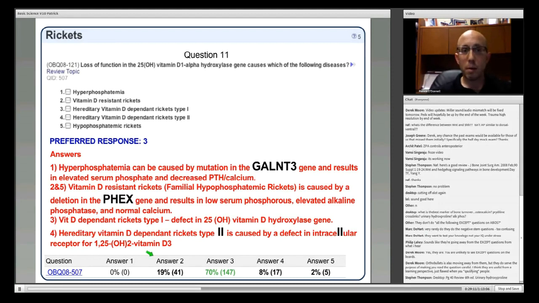Another one to remember is hypophosphatemia caused by the GALNT3 gene. You're looking at your hereditary, answer 4, the hereditary vitamin D dependent rickets. Type 2 is caused by a defect in the intracellular receptor for vitamin D.